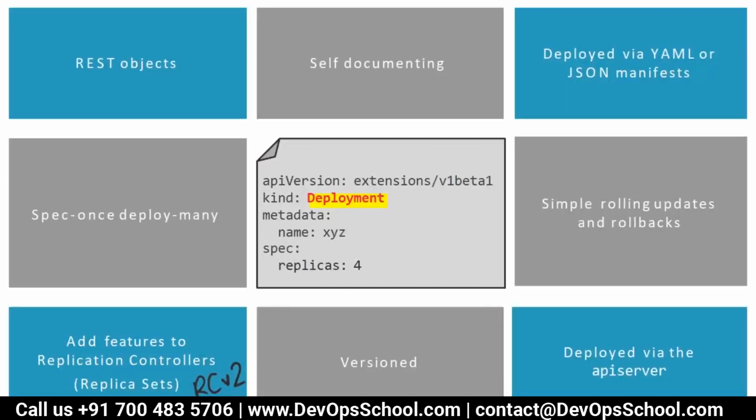Deployment has a feature which is called replication controller 2, called RC version 2. But along with it, we have so many other features. Deployment can be versioned. Deployment has a feature of simple rolling updates and rollbacks, and all this stuff.